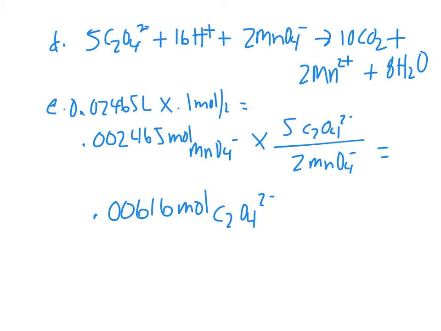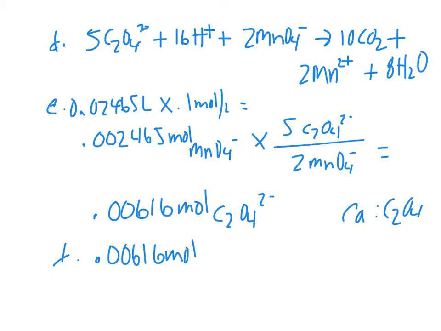So then, how many calcium ions would that be? Well, calcium is a +2, so calcium is 1-to-1 with the oxalate. So I would also have 0.00616 moles of calcium ions, or calcium oxalate.